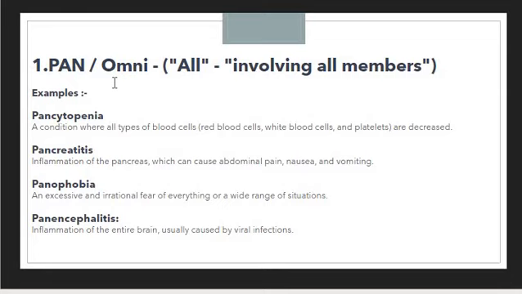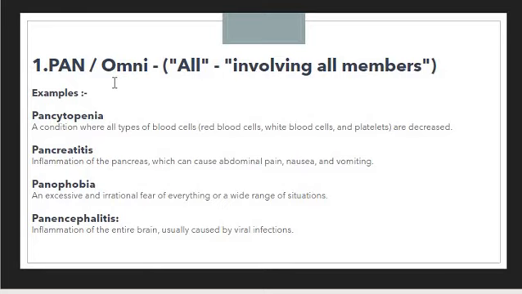Then we have pancreatitis, inflammation of the pancreas, which can cause abdominal pain, nausea and vomiting. Here again pan is used in order to show the involvement of everything, inflammation of the entire pancreas. That's why we are using the prefix pan.